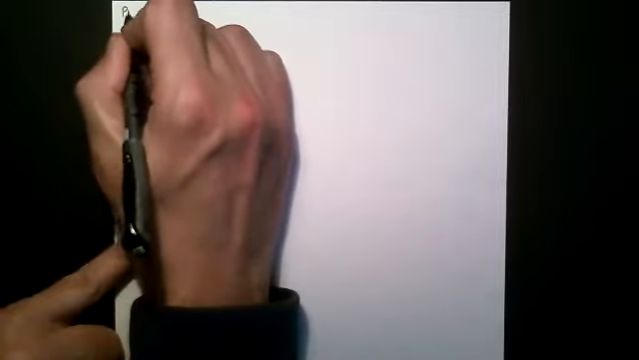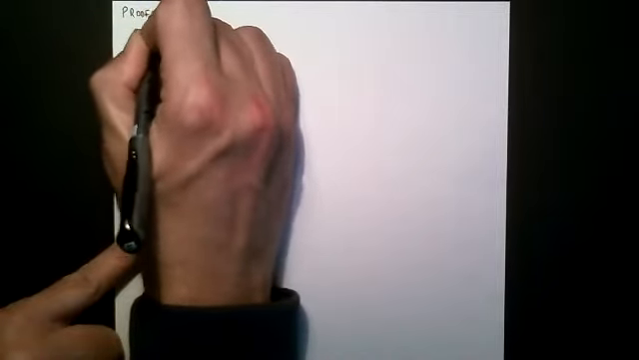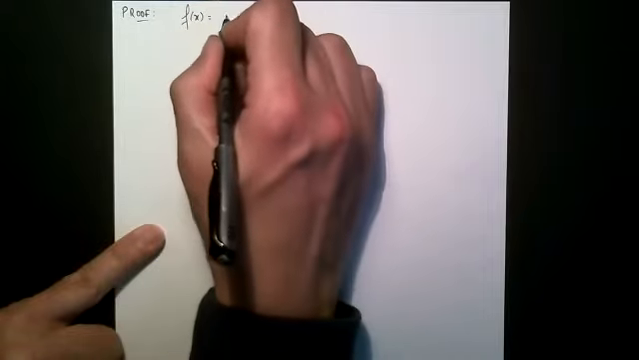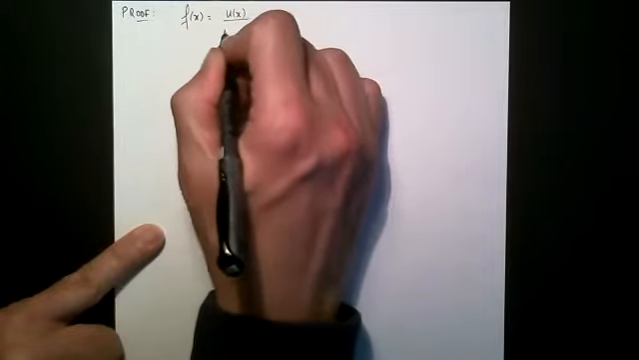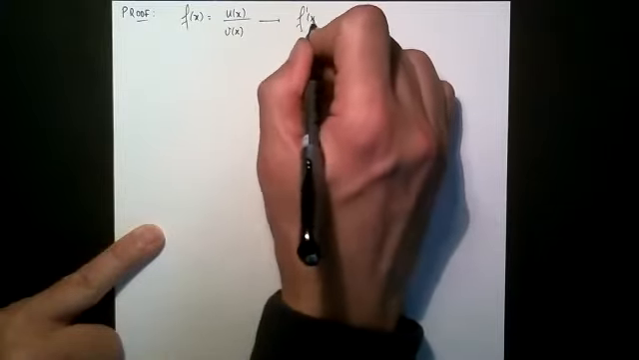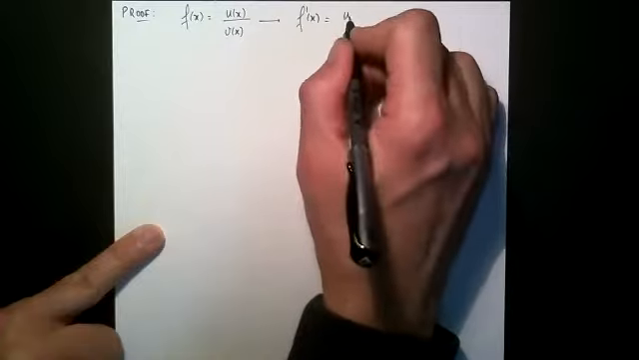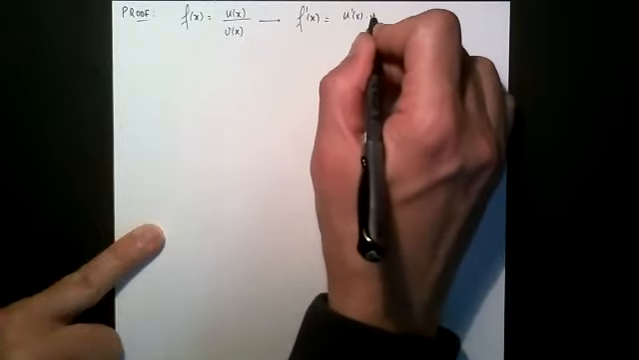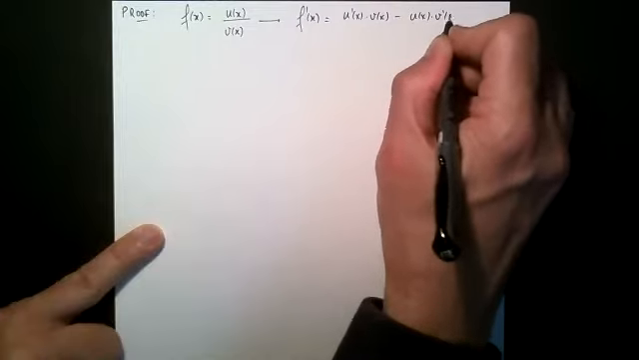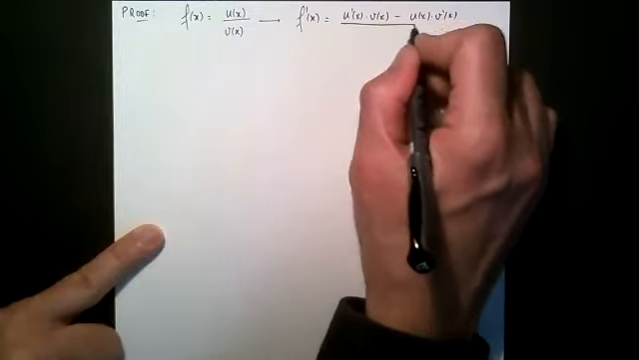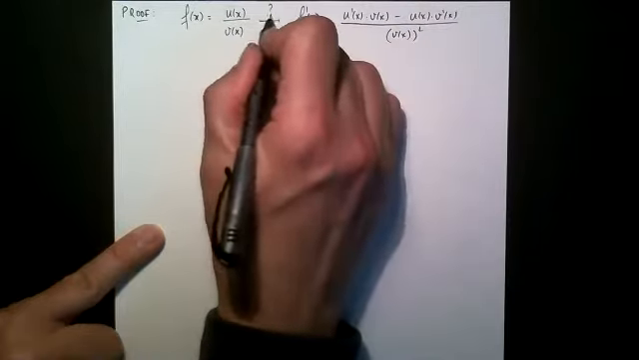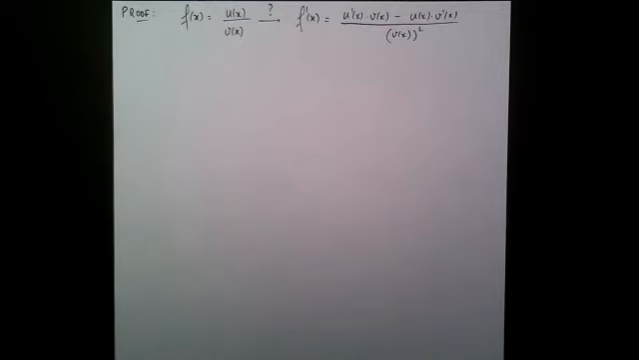So proof that if f of x is equal to u of x over v of x, then f prime of x is u prime of x times v of x minus u of x times v prime of x, over v of x squared. And this is what I'm trying to prove.